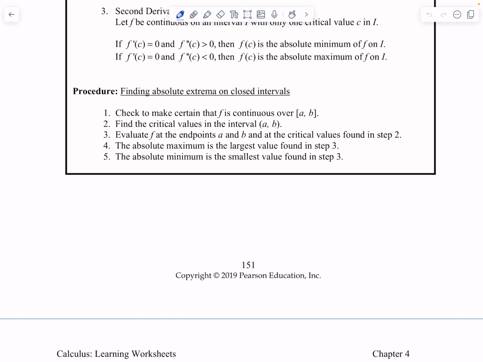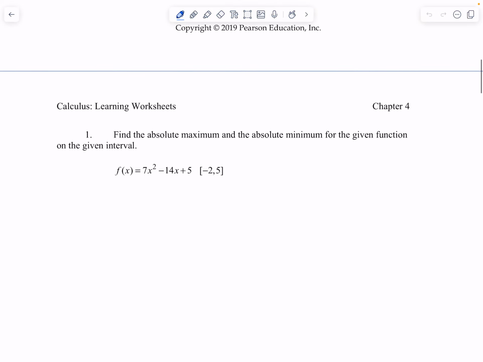The procedure for determining our absolute extrema is to check to make sure f is continuous, find our critical values on our interval, and evaluate the endpoints, so a and b. The absolute max is the largest value that we find among our endpoints and the critical values, and the absolute minimum is the smallest value. So we'll look at all of our critical points and the endpoints and determine the highest and the lowest values.